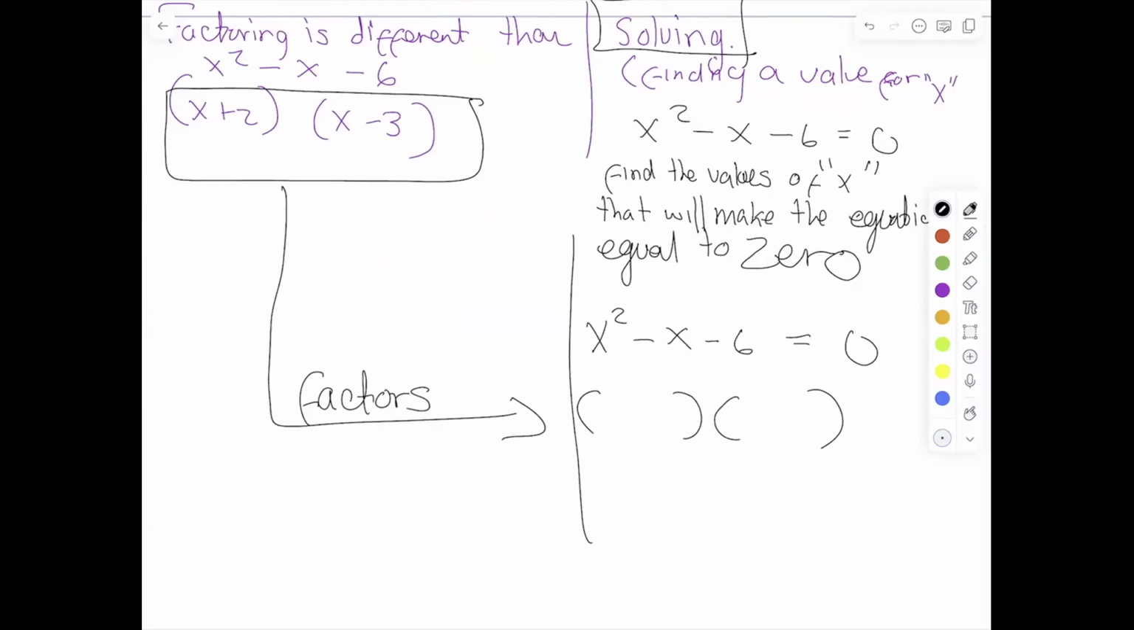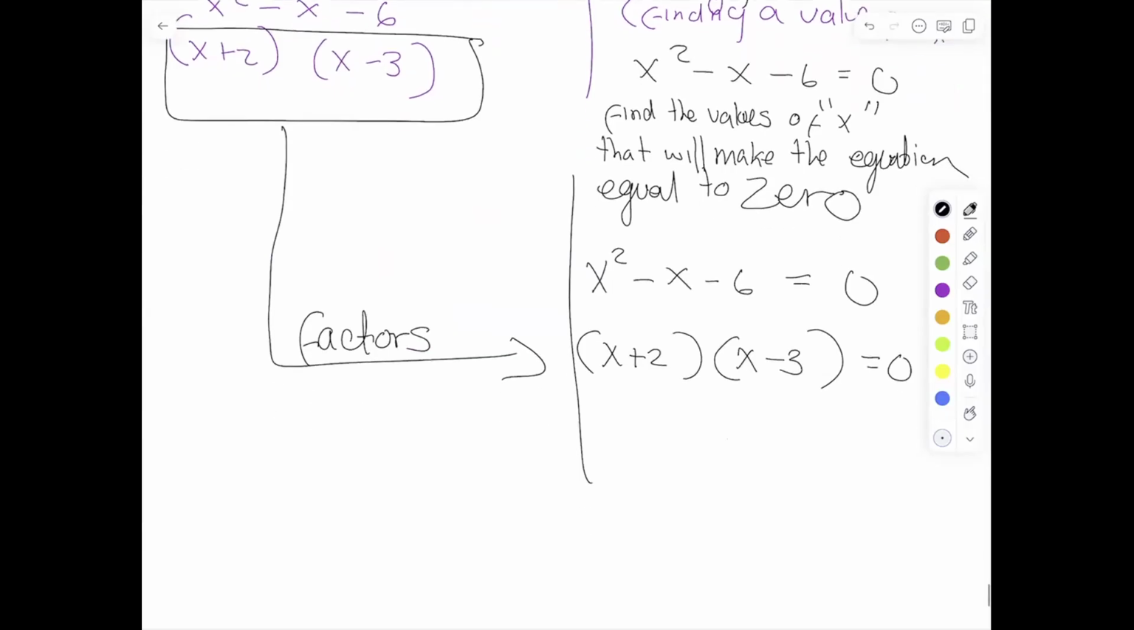X minus 2. Minus 3 and x plus 2. That's right. But look what's happening here. There's an equal to 0, right? So since there is an equal to 0 here, I have to say now x plus 2 is equal to 0. X minus 3 is equal to 0. How do I find x?